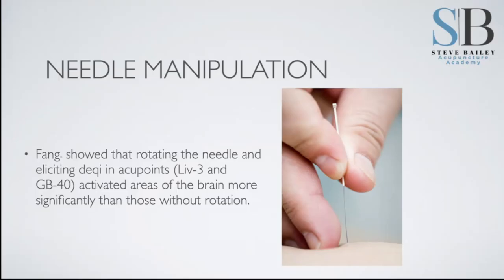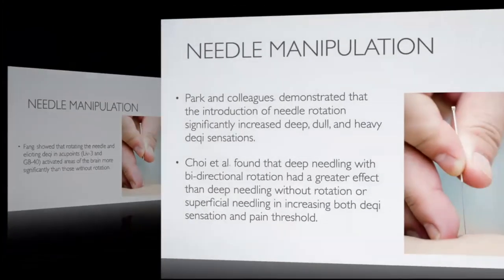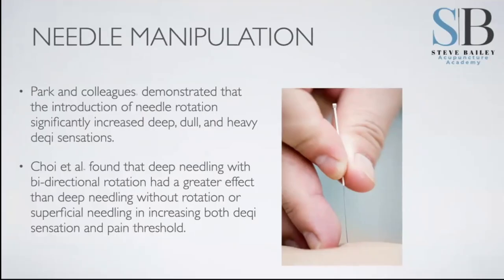However, Fang showed that rotating the needle elicited Deqi at acupoints liver 3 and gallbladder 40, and they looked at the brain areas it was activating. What they basically found was that the stronger the needling technique, the stronger the activation in key brain areas. So if you're looking at an analgesic effect, that's where you need a stronger activation. If you're looking at enhancing muscle strength, again, you're going to need a strong activation. But if you're looking at more psychological issues, then you don't need a stronger activation to deal with those.